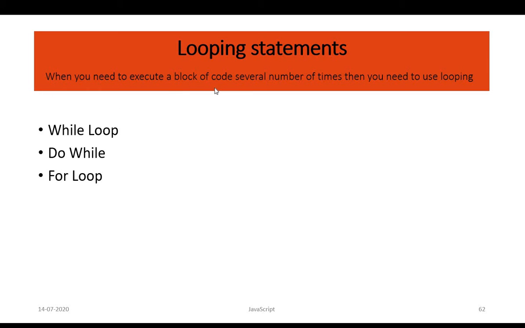When you need to execute a block of code several times, you need to use looping, or we can say we can make use of looping statements. Looping statements fall under three categories, or we can say there are three types of looping statements: while loop, do while loop, for loop. So let's study each one by one.